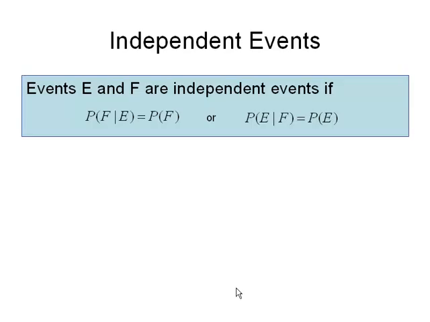So now let's talk a little bit about independent events. Events E and F are independent events if the probability of F given E is the probability of F, or the probability of E given F is the probability of E. Essentially what this is saying is in either case the given part doesn't make a bit of difference. So if what was given makes no difference to the probability, then you have independent events.